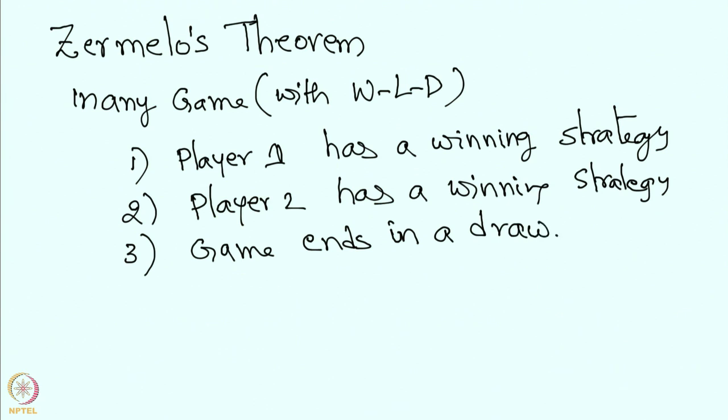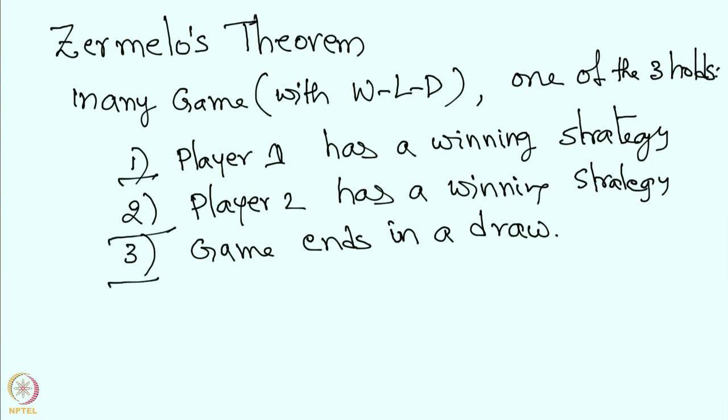So in any game, one of the three holds. Okay. So in any combinatorial game, we are taking this win, loss, draw, all three possibilities are there. In such games, only one of these three will hold.